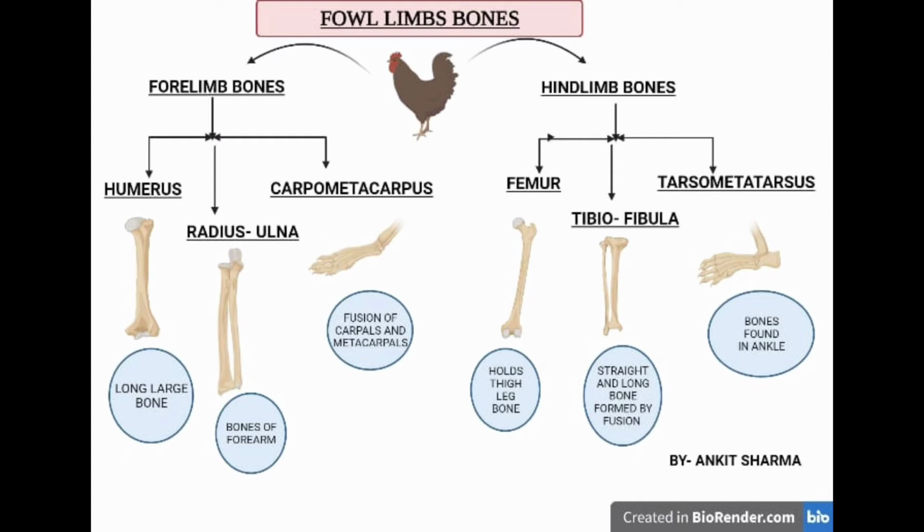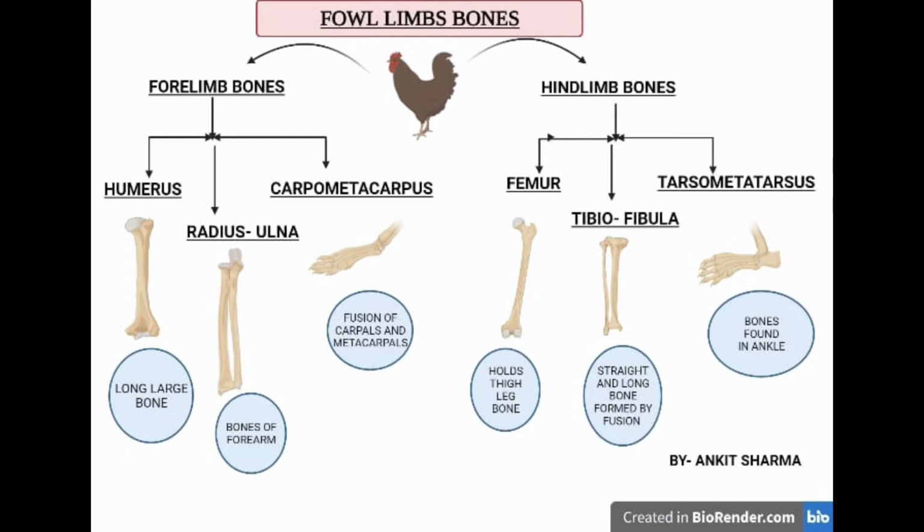Radius and ulna are the bones of the forearm. The radius is a shorter, slender and straight bone. Proximally it has a cup-shaped articular surface for the outer trochlea of the humerus. Distally it bears a knob which articulates with the radial carpal.